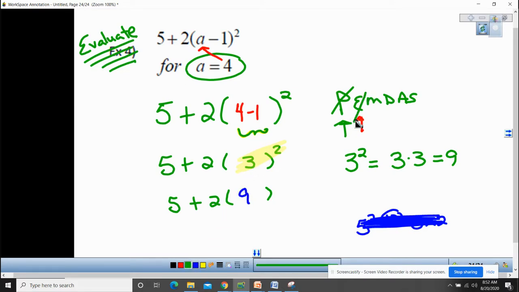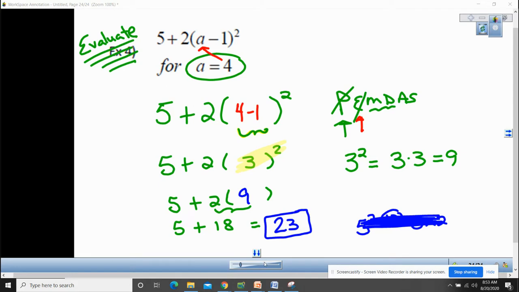Go back. We're done with exponents. Do you see any multiply or divide? Yes, this means multiply when you have a number next to a parenthesis. So 5 plus what is 2 times 9? 18. 2 times 9 is 18. So what's 5 plus 18? That's 23. Your final answer, which I'm going to box for you, is 23.